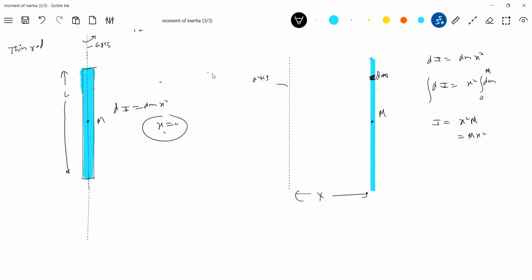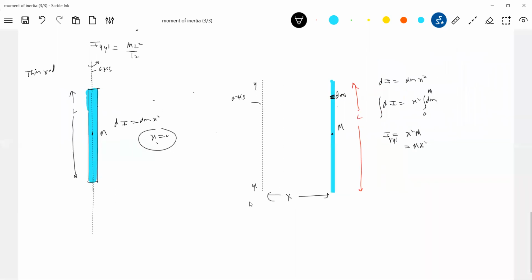Mx square. It doesn't depend on its length, because all the points on the rod are at a distance x only. So it should be x square integral of dm. What is the total mass of the rod? It is equal to M. So Mx square is the moment of inertia about this axis. Small basic ideas like this are very important in numericals. Okay, this is about the rod. Now let's take the first one, the parallel axis theorem, I'll introduce.